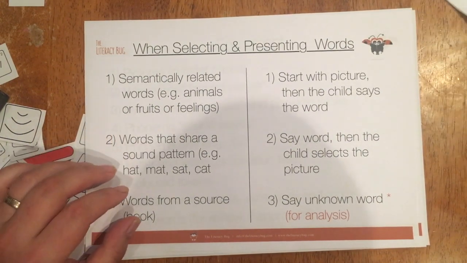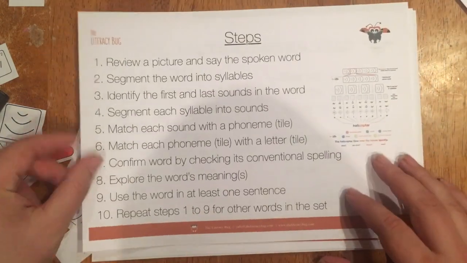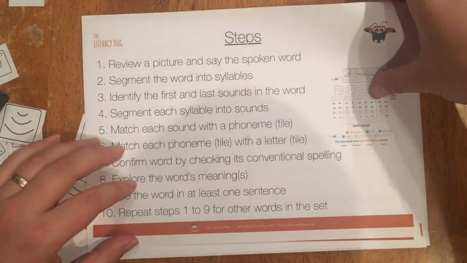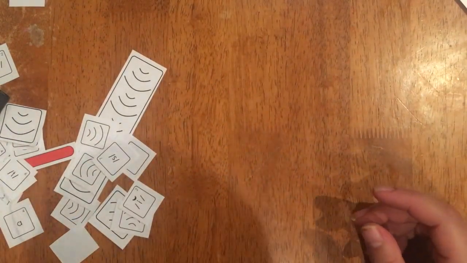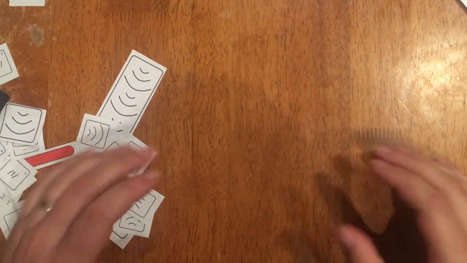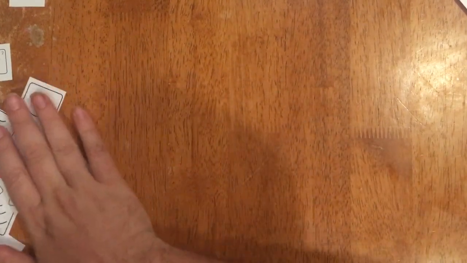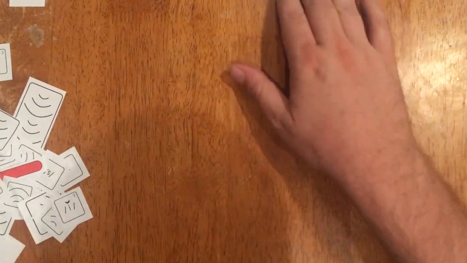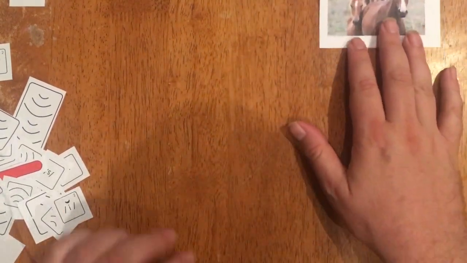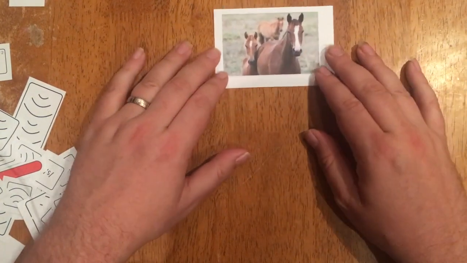Okay. So as I said, those are the steps. So let's go through the steps once more with another word. But this time, I'll do the last two activities, which is focusing on meaning as well as on sentences. Okay, so here's the demo. And let's do horse. Okay. Picture of my horse.